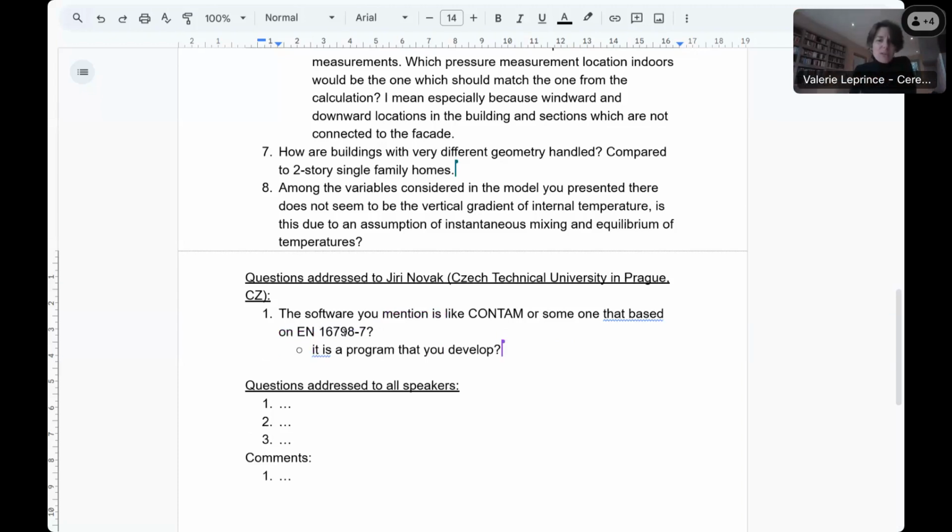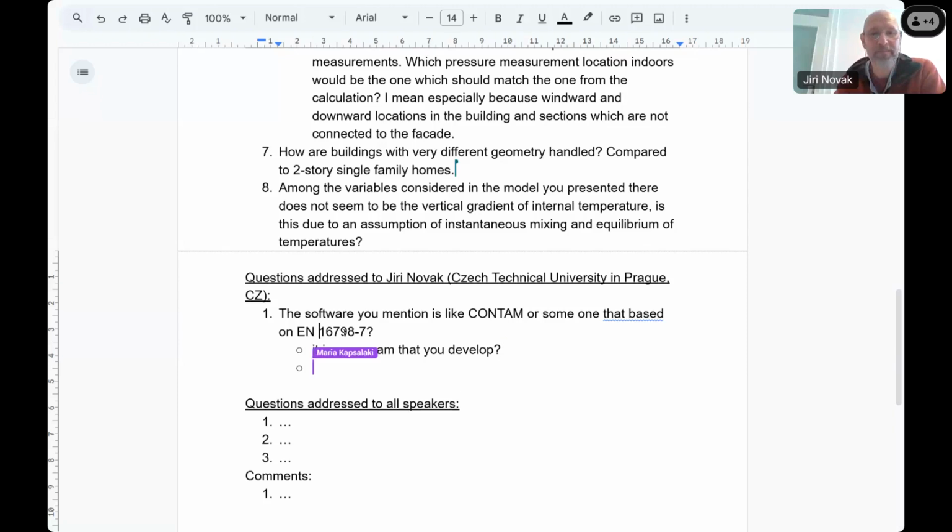So is it a program that you, Jiri, developed? No, not me, my colleague. The software was developed at our university. It is a colleague of mine who is the author of this software. Before this presentation, I had a discussion with him, and I consulted this presentation with him. So I have the information from the author of the software.